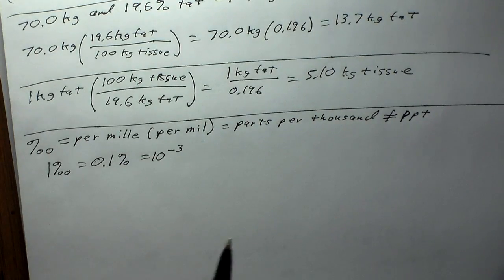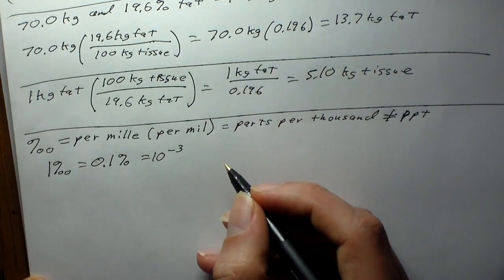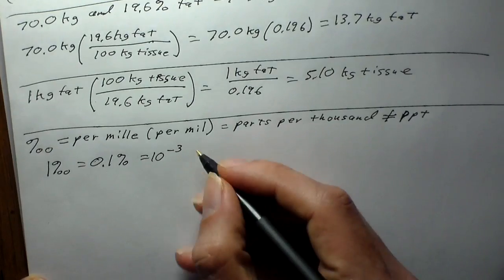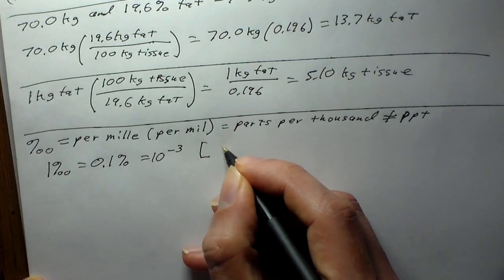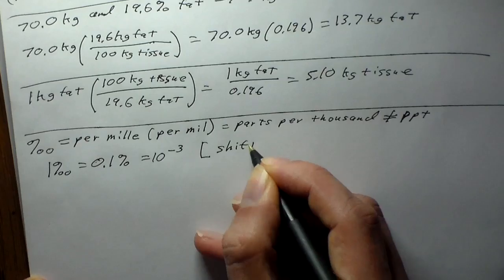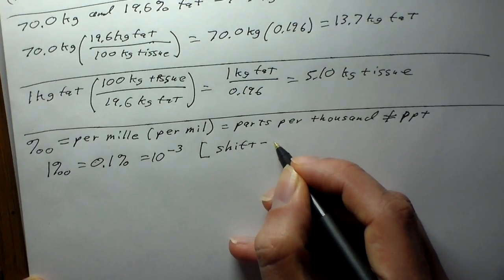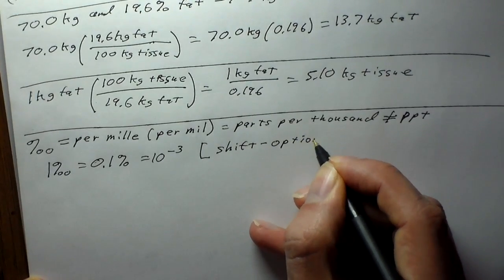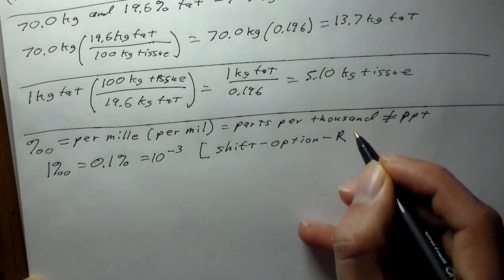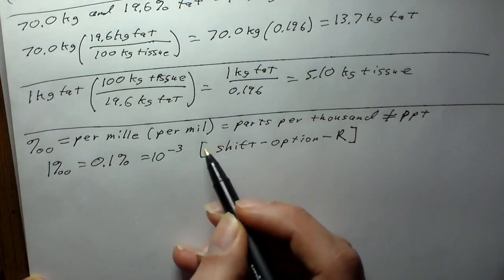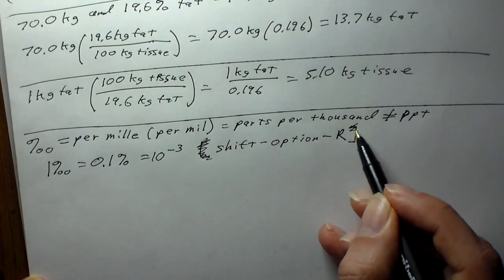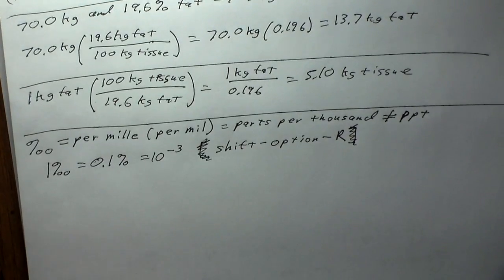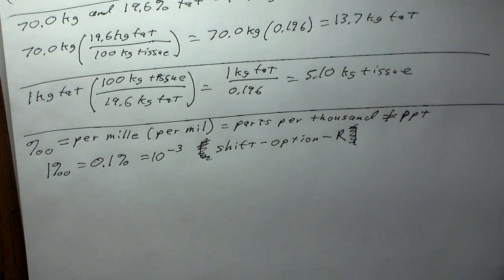And by the way, if you happen to want to make this symbol on your computer, now I don't know how to do it for a Windows machine, but if you happen to have a Mac, you can do this by pressing the Shift key, then holding the Option key down, and then pressing the R button right there. Okay, so it's basically Shift Option R, and you can make that little symbol if you want to use it on your computer there.